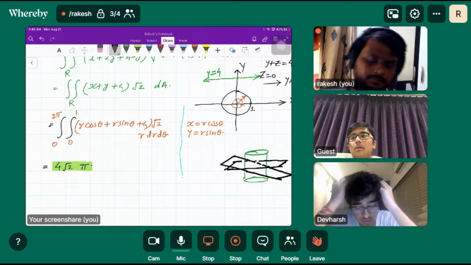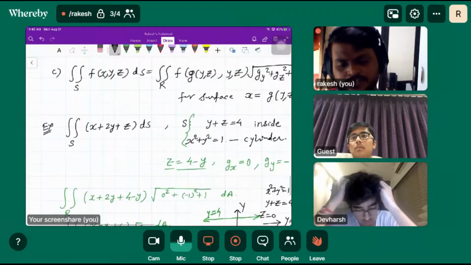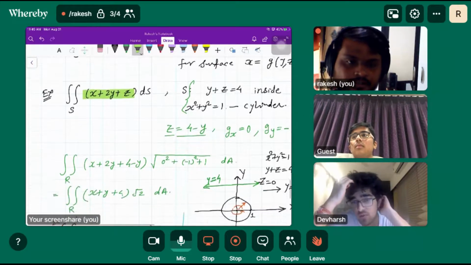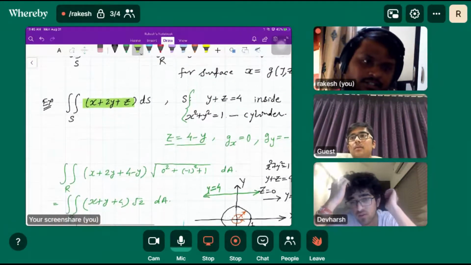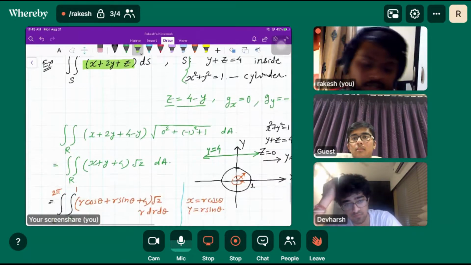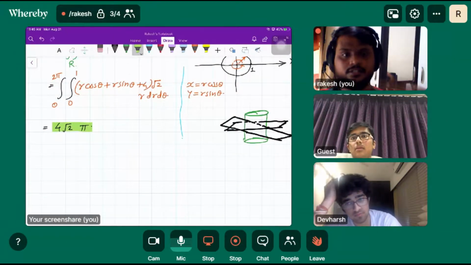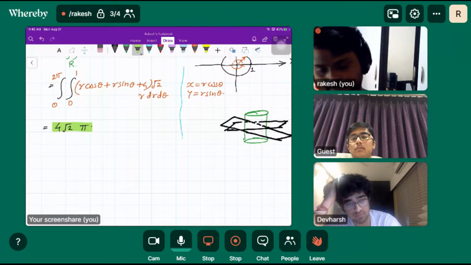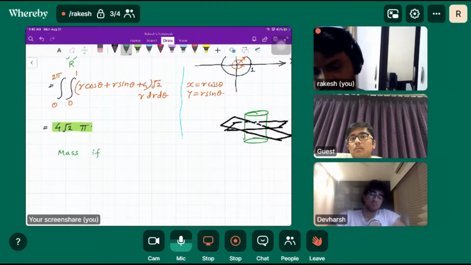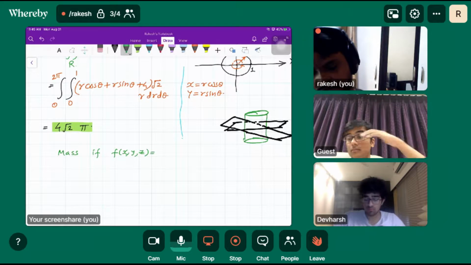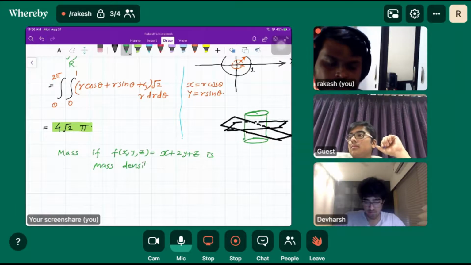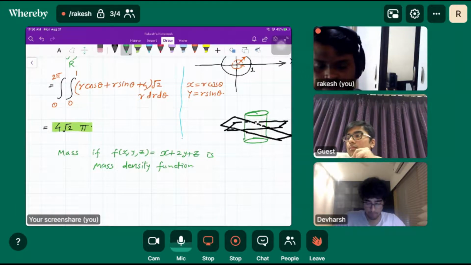If this function x plus 2y plus z is a mass density function, then it would be the total mass of that surface. I'm just saying that if f of x, y, z equals x plus 2y plus z is a mass density function, then the result would be the mass.